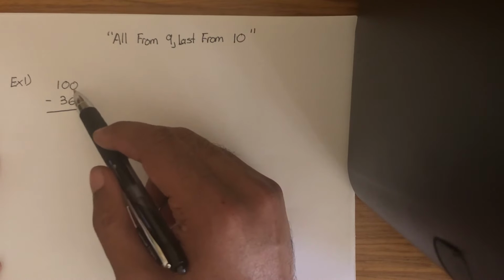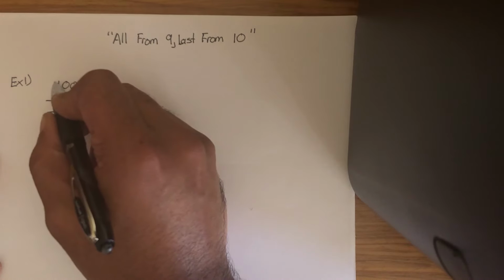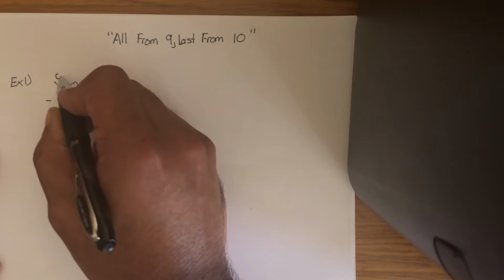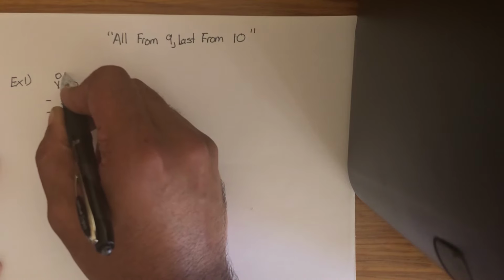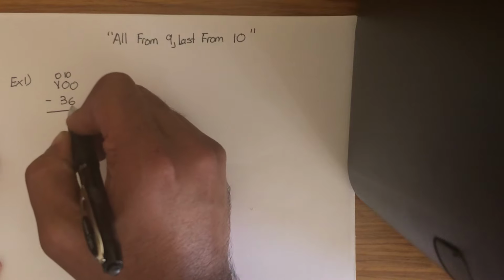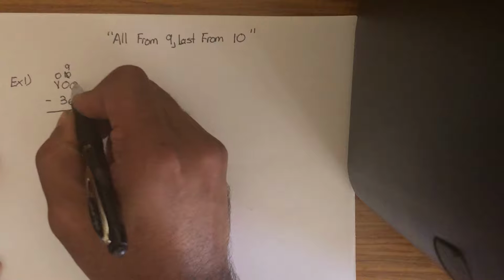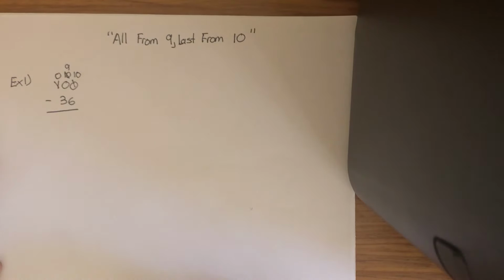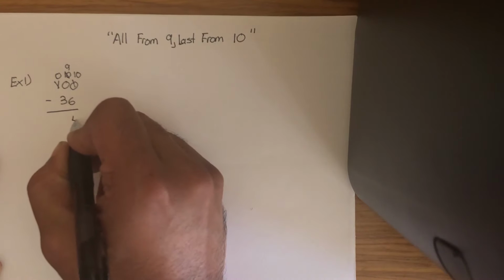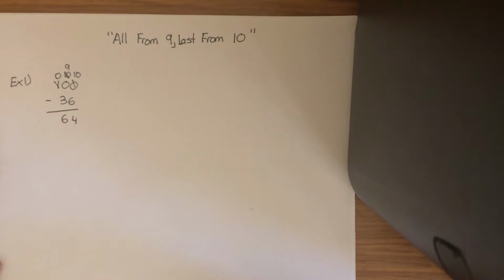We can't take away 6 from 0, we can't take away 3 from 0, so we're going to have to make this 0. We go down 1 here, up 10 here. So this becomes a 10. Then now we have to go down 1, up 10 again. A lot of kids get confused with all this carrying. So 10 minus 6 is 4. 9 minus 3 is 6. And we could leave the 0 alone.